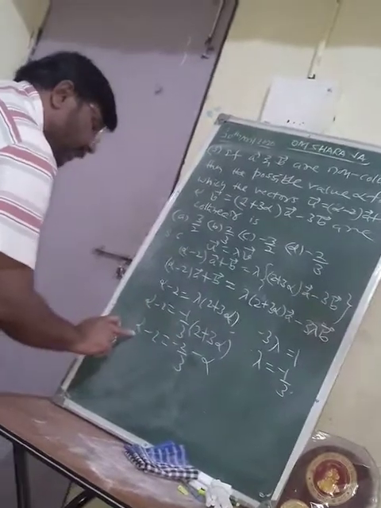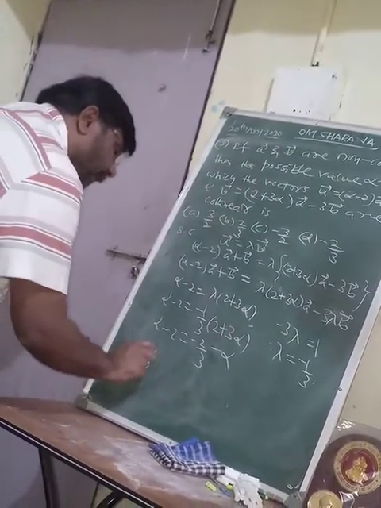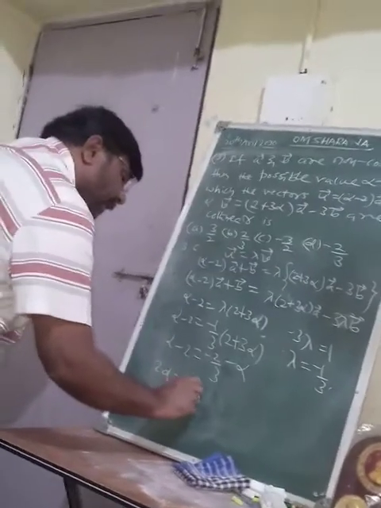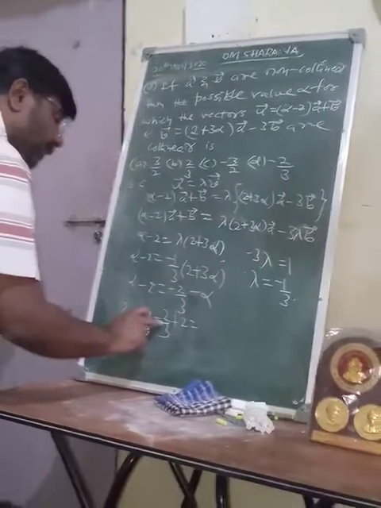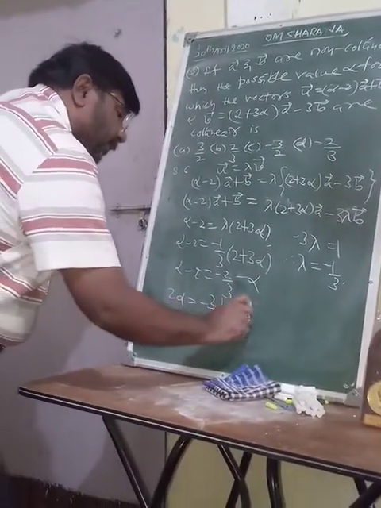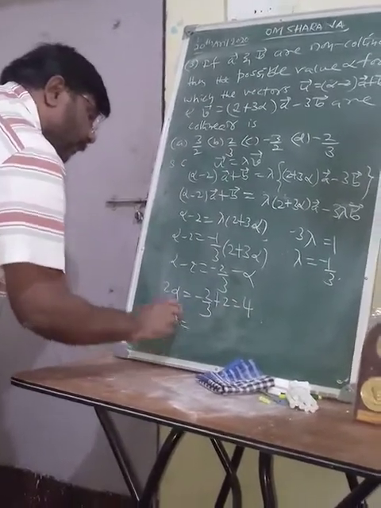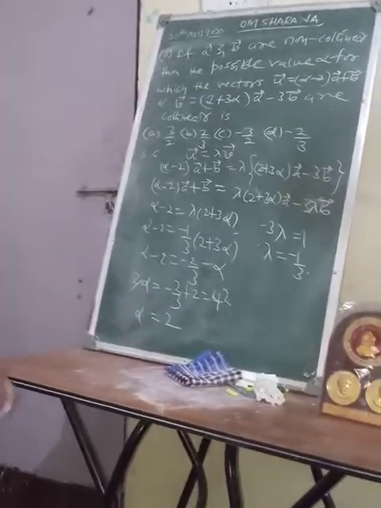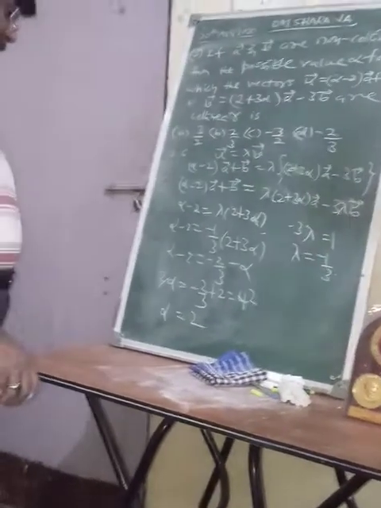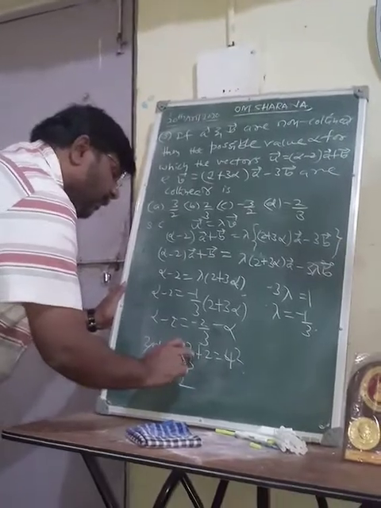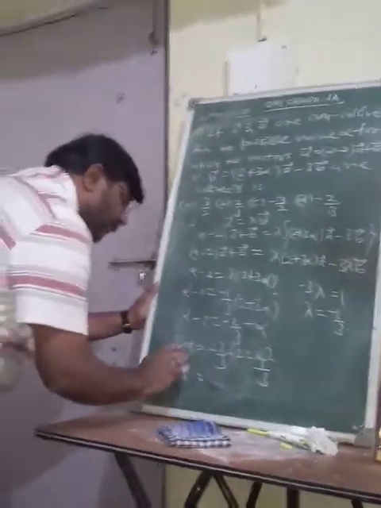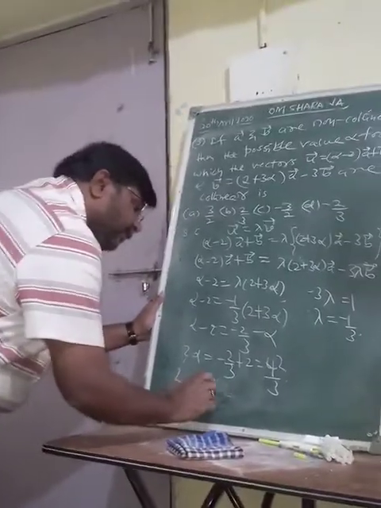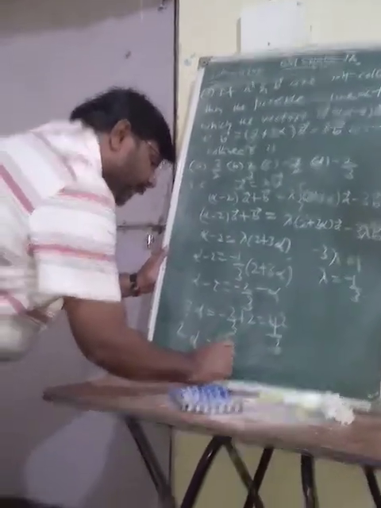If you bring minus alpha to this side, alpha plus alpha, 2 alpha is equal to minus 2 by 3. If you transfer minus 2 to that side, plus 2. So 2 alpha equals 2 by 3 plus 2, it is 6 minus 2, 4 by 3. So 2 alpha equals 4 by 3.